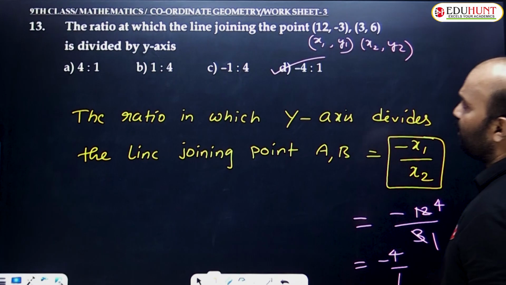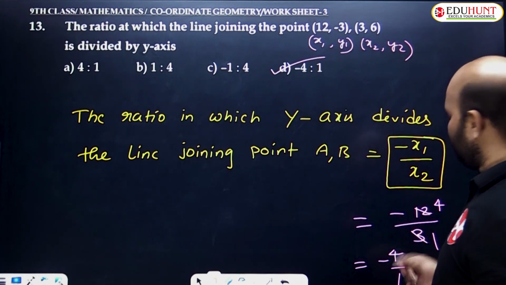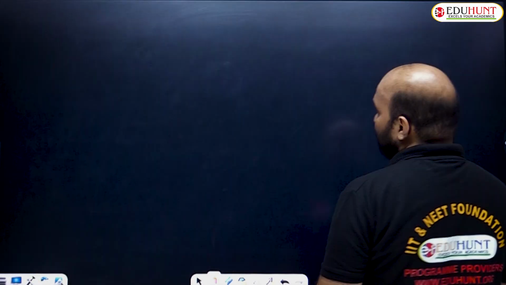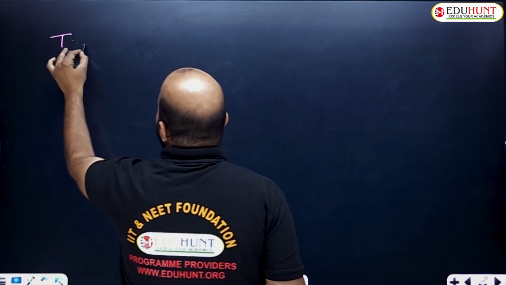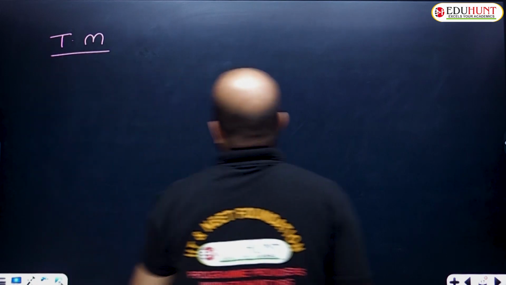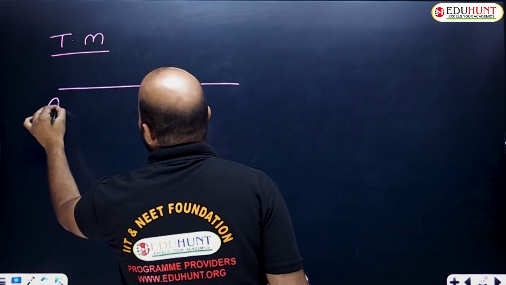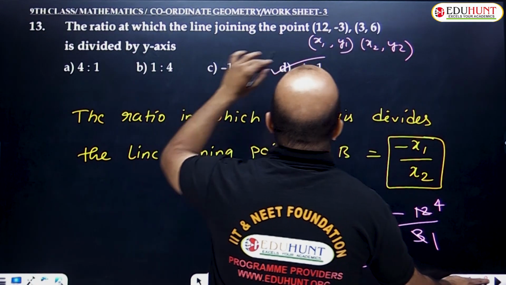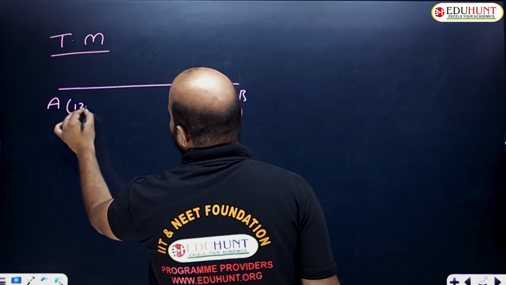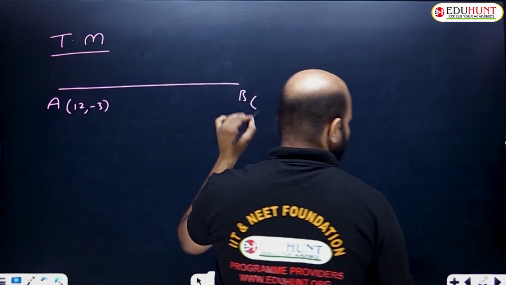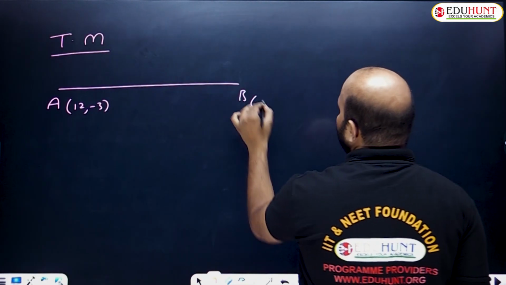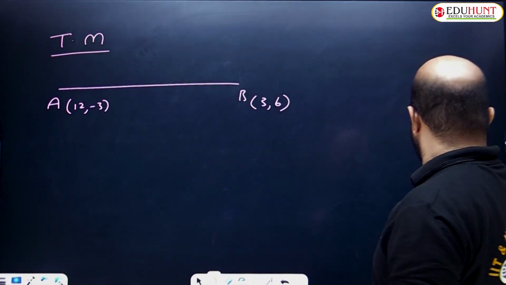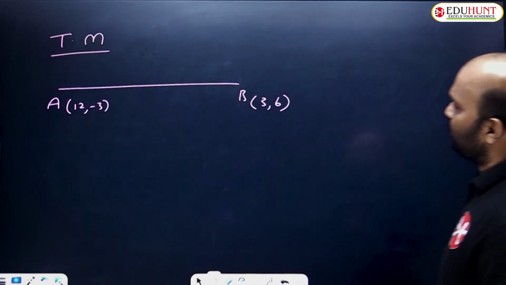So what is the traditional method? The traditional method is different, so clearly we need to notice that. Let me explain the traditional method also. The line joining points A and B is already given. What are the A coordinates? A coordinates are 12 comma minus 3. B coordinates are 3 comma 6. Am I clear? So A is (12, -3) and B is (3, 6).